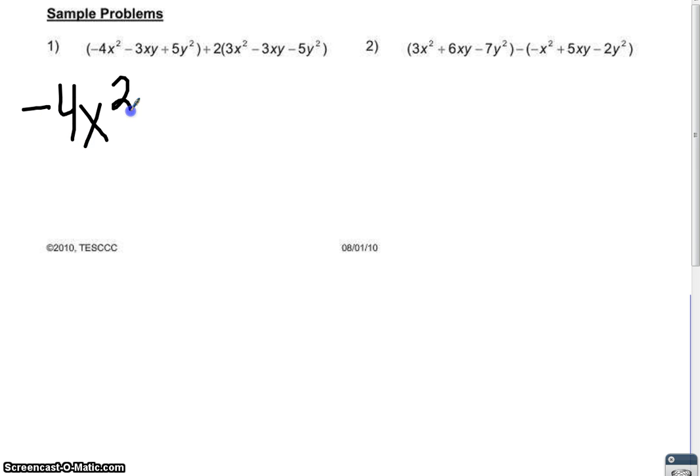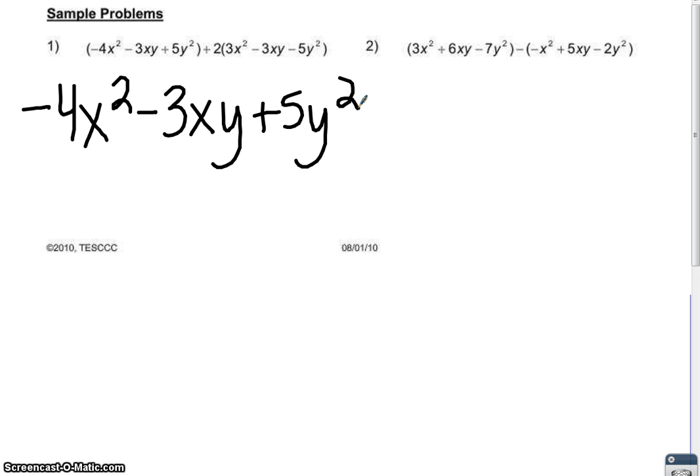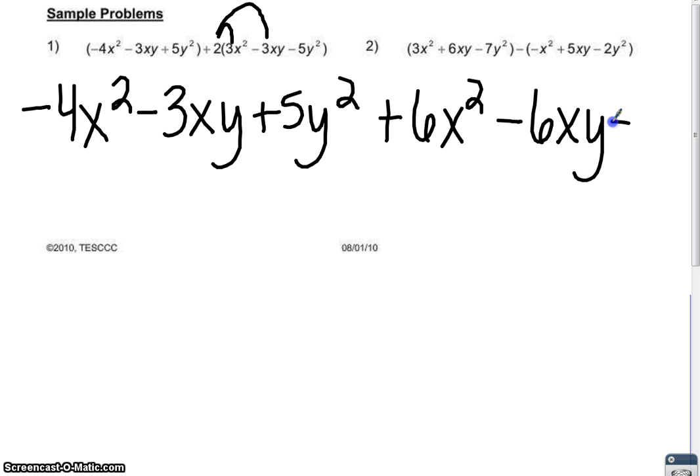I have negative 4x squared minus 3xy plus y squared. Then I'm going to have plus, and let's distribute. 2 times 3 gives me 6x squared minus 2 times 3 is going to give me 6xy, and then minus the 2 times the 5, which is minus 10y squared. Now notice the only thing that changed here when I distribute was my coefficients. Nothing happened to my exponents.